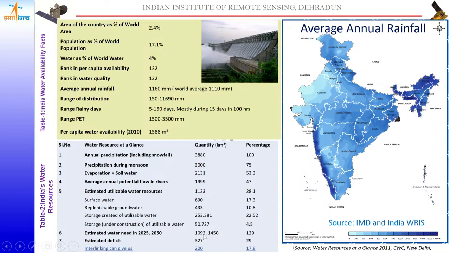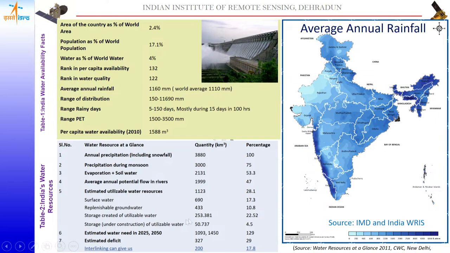So if you see the present condition, we are almost in equilibrium, that our estimated water demand is met by the current water resources, which is approximately 4,000 kilometer cube. However, as our population is increasing, by 2050 there will be a possible deficit of 327 kilometer cube of water. And if we do not change our water use practices or plan for the future, there is bound to be some level of water scarcity, especially in those areas where we already have heavy water stress.